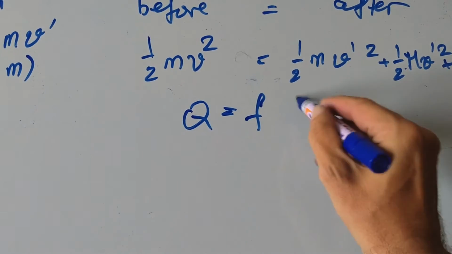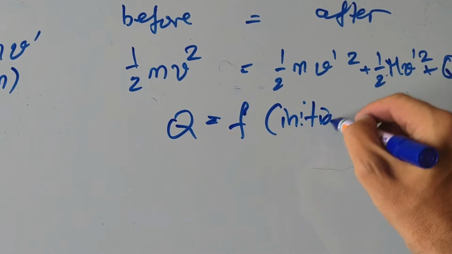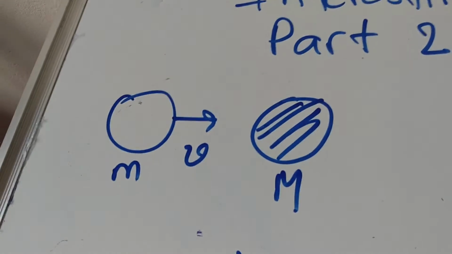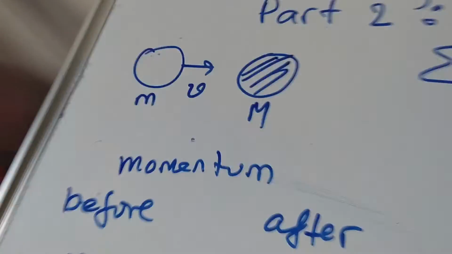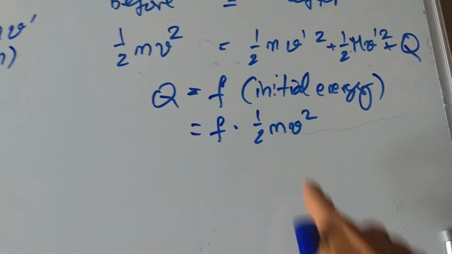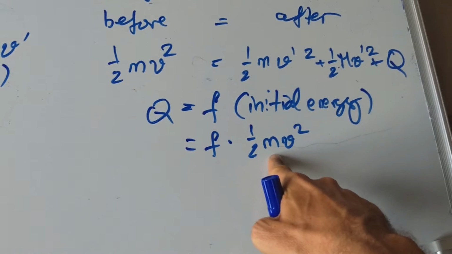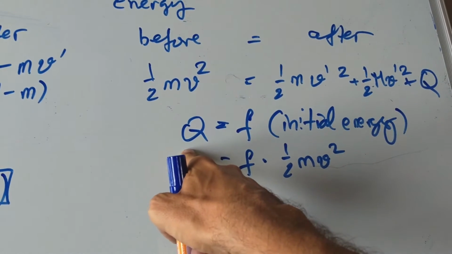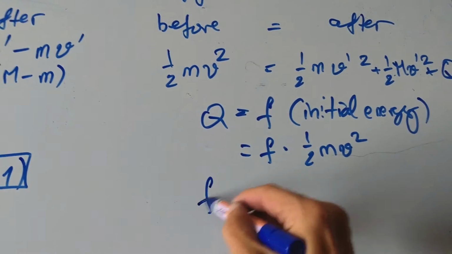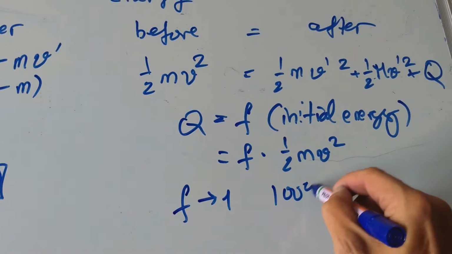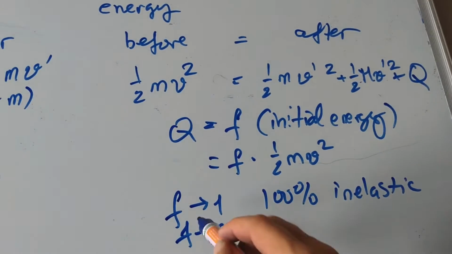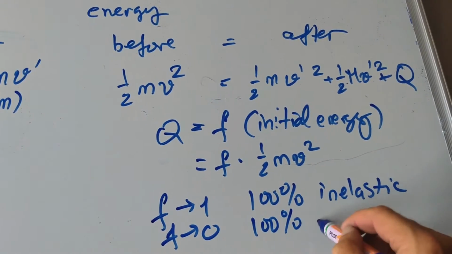Let's say it's some fraction times the initial energy. What is this initial energy? It's the kinetic energy of ball little m, all right? So this is F times 1/2 mv squared. Total energy at the beginning of the problem was this. We want to say that Q, how much was lost due to inelastic collision, is some fraction like so. So when F approaches 1, then it's 100% inelastic. And if F approaches 0, then we have the 100% elastic case.